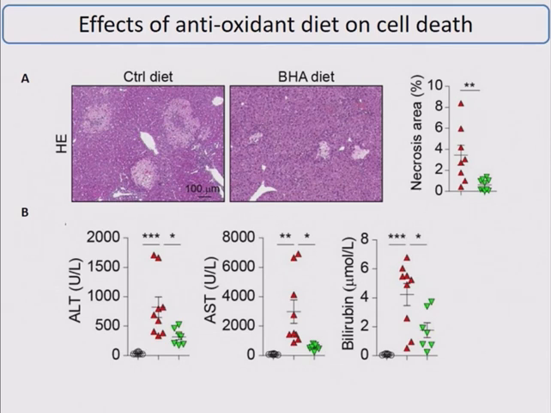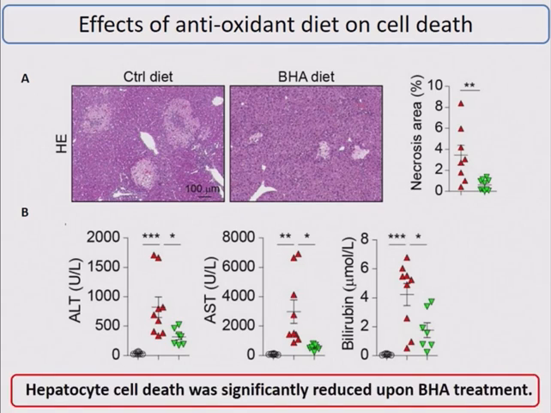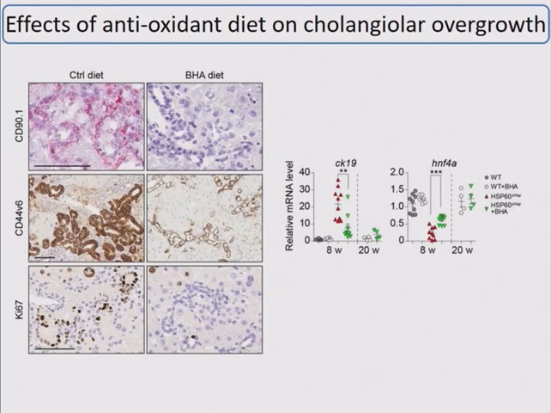And most importantly, also the serum markers indicative of the damage that you would usually expect in such a mouse model with such a phenotype were heavily reduced. So hepatocyte cell death was significantly reduced upon BHA treatment. And so, most interestingly, was the aberrant proliferation of these preneoplastic lesions.